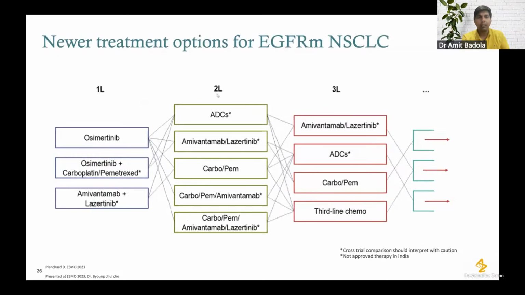So what are the newer treatment options for EGFR mutation non-small cell lung cancer? We know that osimertinib is there, but after the coming of the MARIPOSA trial, amivantamab plus lazertinib is also offering almost the same PFS, but the toxicity is slightly higher with amivantamab plus lazertinib. Amivantamab plus chemotherapy can be utilized in the second line treatment, which is showing PFS of around 8 months. So these new options are coming up with time.